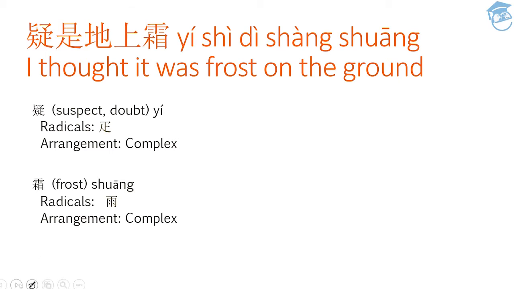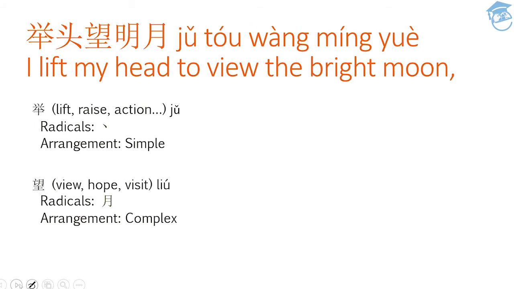So the third was 举头望明月. It is to say, I lift my head to view the bright moon. 举 means to lift, to raise, okay, or it can be used as a noun. It means action. This is the pinyin 举, and the radical is this one. The arrangement is simple. Let's look at how to write 举. 9 strokes for this word, 举.